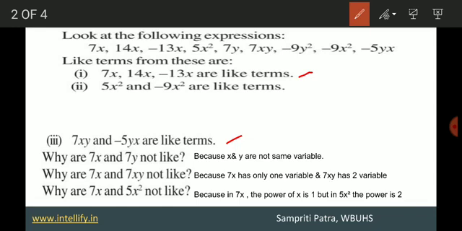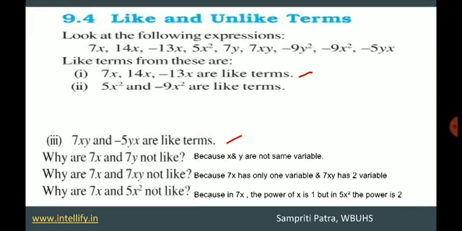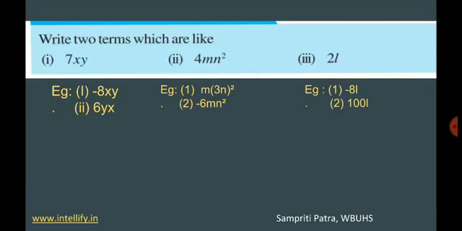Then again, why are 7x and 5x square not like terms? In the same way, in 7x the x has no power, that means x equals x to the power 1, and in 5x square, x has the power 2, so these are not the same. Next is the question: write two terms which are like.